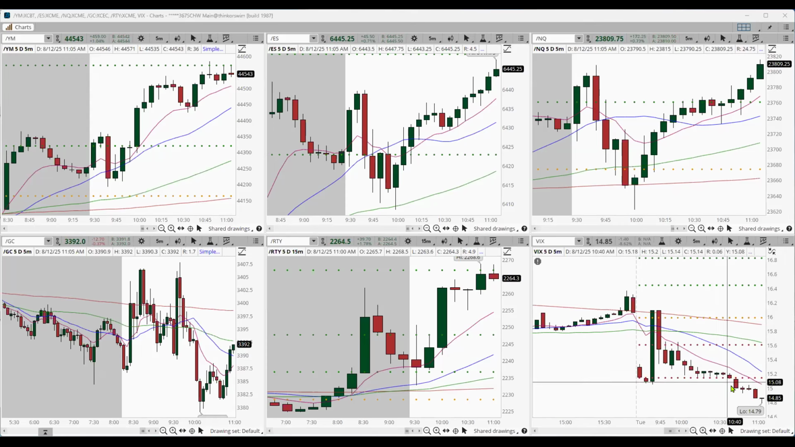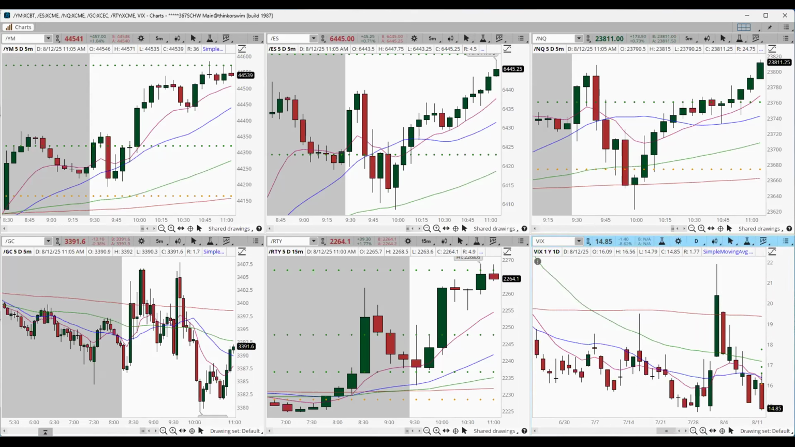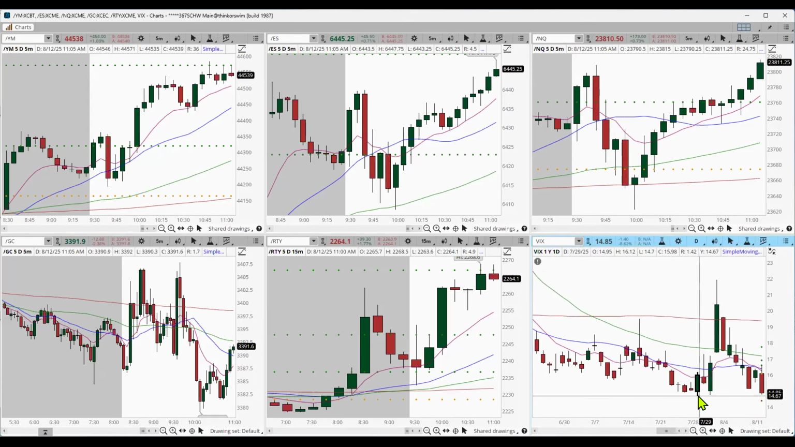Okay, you guys see the VIX? We love the VIX lower. Die, VIX. Die, die, die. If we see the VIX at 14.60, woo, the market is going to go crazy higher.